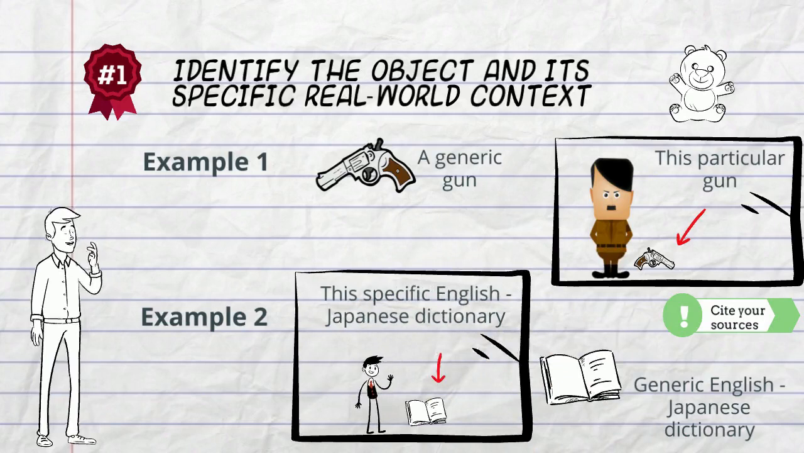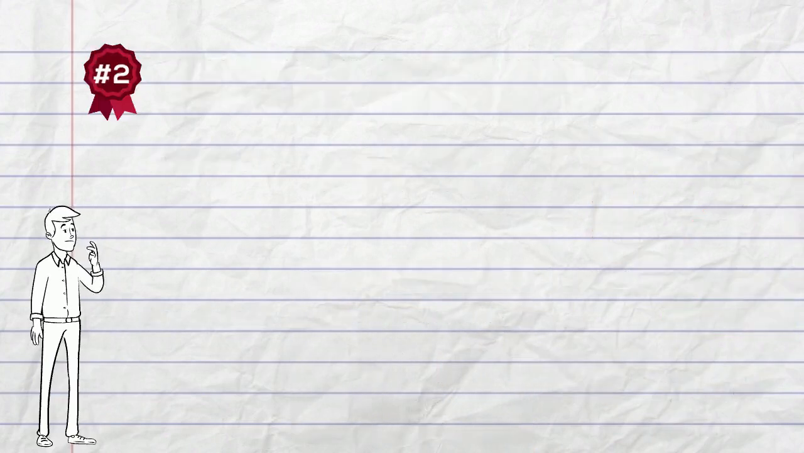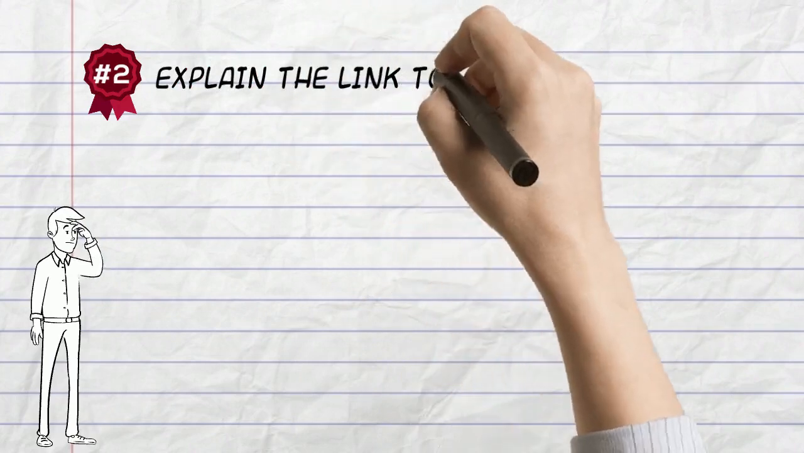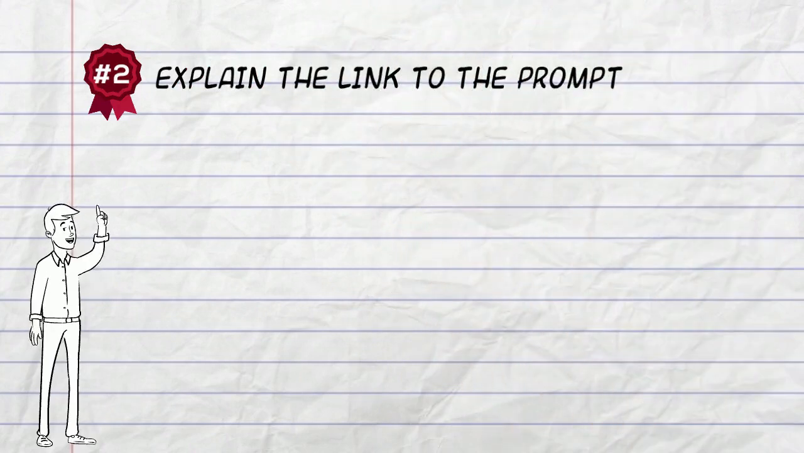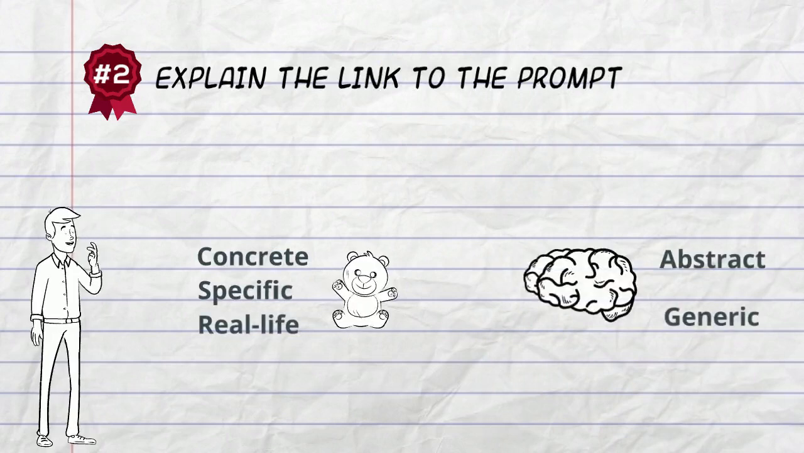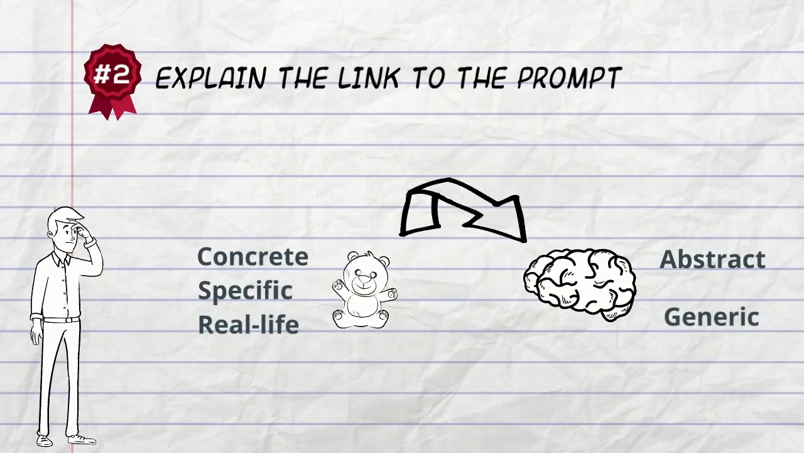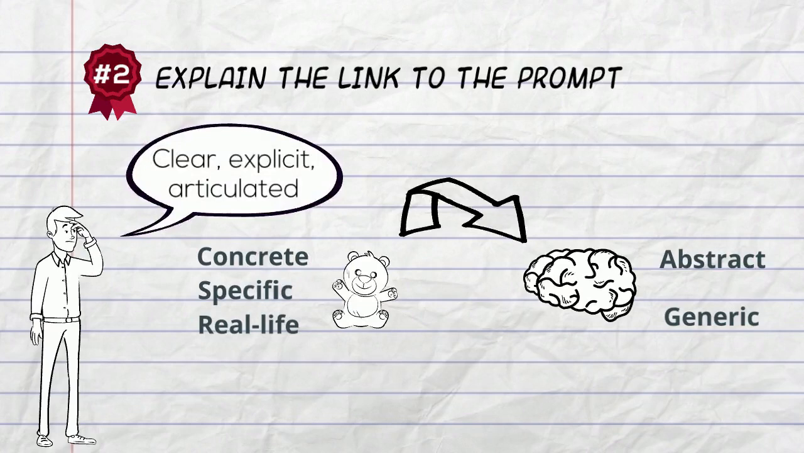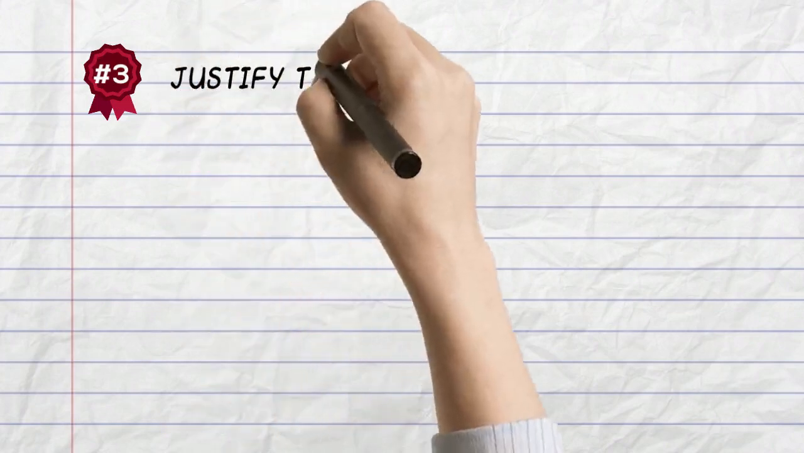Number 2, explain the link to the prompt. This is why you need to clearly and explicitly say how exactly the concrete, specific, real-life object that you're exhibiting is connected to the abstract, generic prompt. This connection should be included for each of your objects, and it should be really articulated. As I said earlier, the whole purpose of the TOK exhibition is to explore how TOK manifests in the world around us.